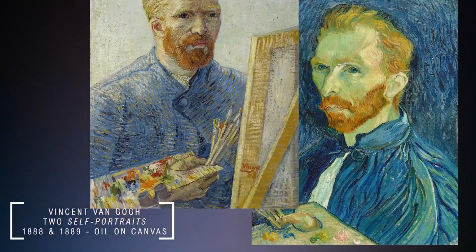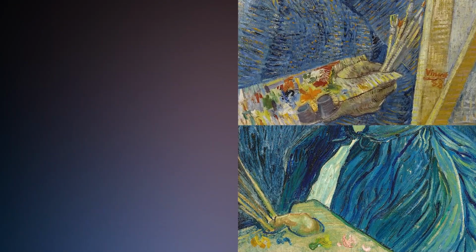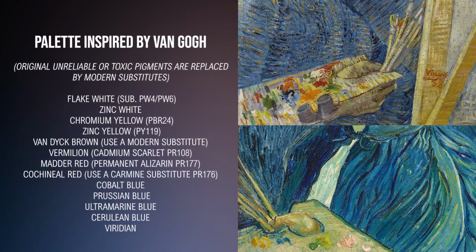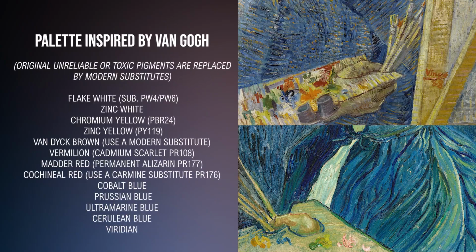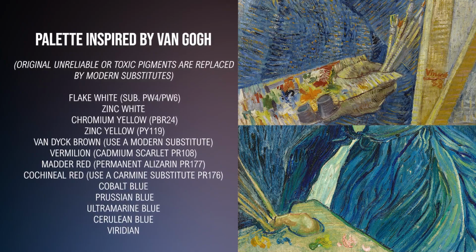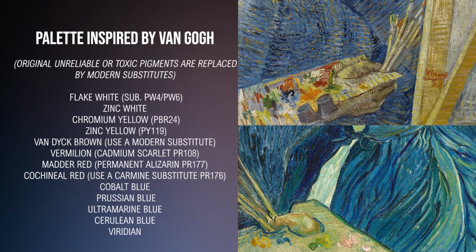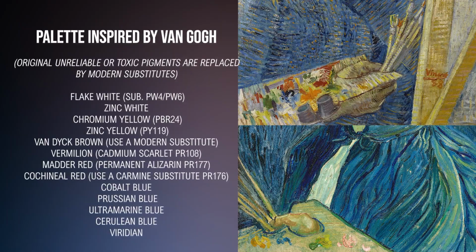And finally, for a palette inspired by Van Gogh, you can use flake white hue and zinc white, chromium yellow, zinc yellow, Van Dyck brown, you can use a modern substitute, vermilion hue, madder red hue, cochineal red, you can use a carmine substitute like PR176, cobalt blue, Prussian blue, ultramarine blue, cerulean blue, and viridian.